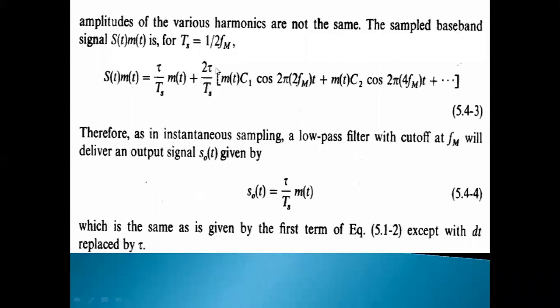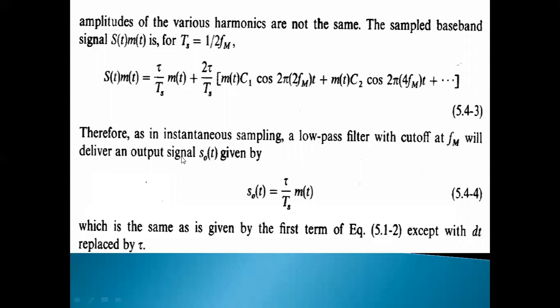Now you can observe that the various harmonics are generated there. So the harmonics are, that is the sampled signal, S of t times M of t, which gives tau by Ts times M of t, plus 2 tau by Ts times M of t into C1 cos 2 pi Fs t, plus M of t C2 cos 2 pi 2 Fs t, plus so on.